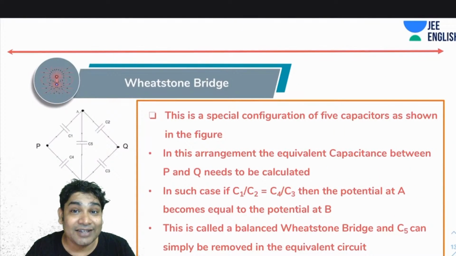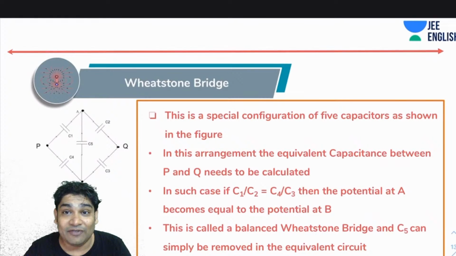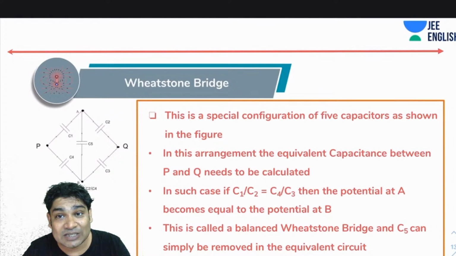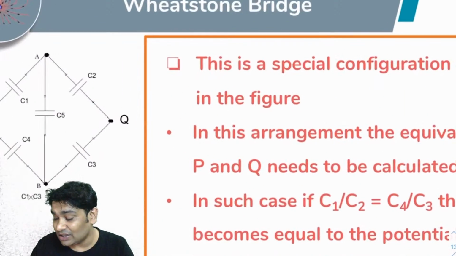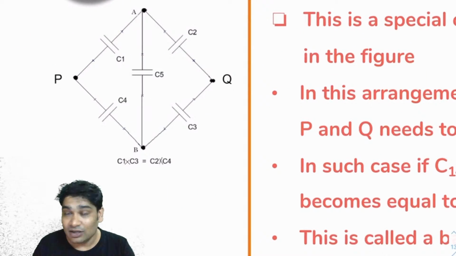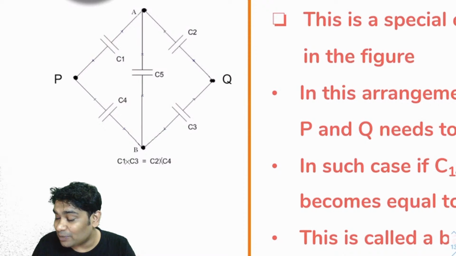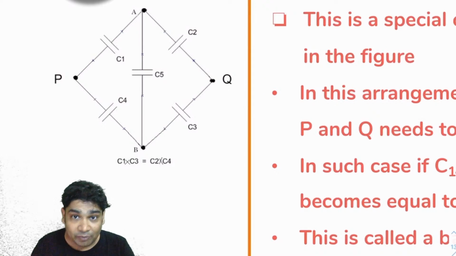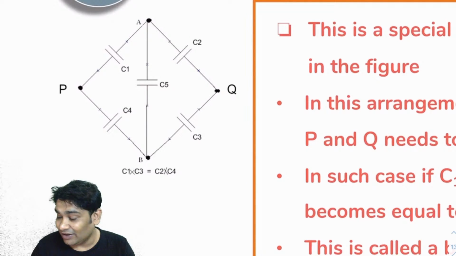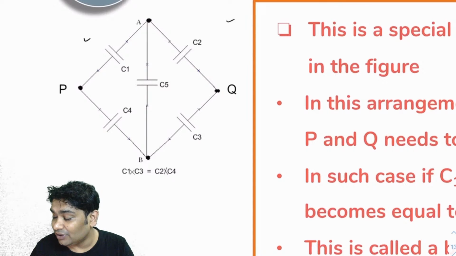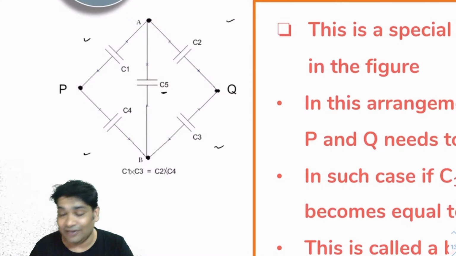Alright, next we have another special configuration which is called Wheatstone bridge. This is a special configuration of 5 capacitors as shown in the figure. So this is what a Wheatstone bridge looks like. You have 2 points P and Q, and in the middle of P and Q you have 5 capacitors. This is a standard Wheatstone bridge figure. You have C1, C2, C3, C4, and in the middle of the circuit you have some C5.